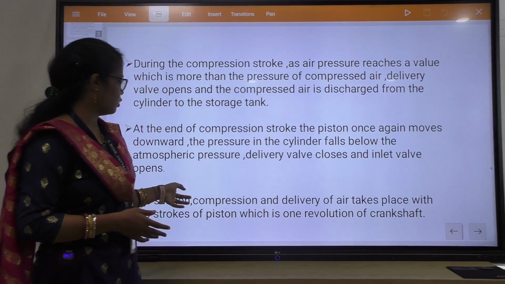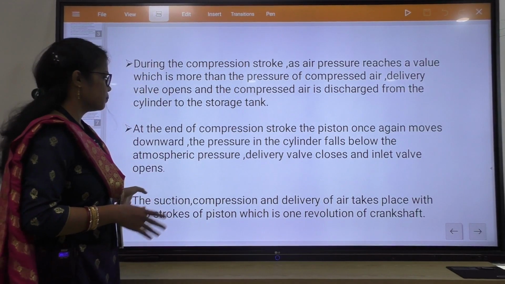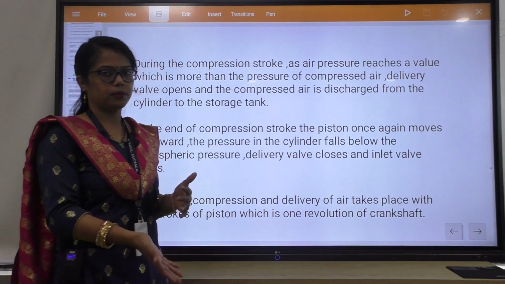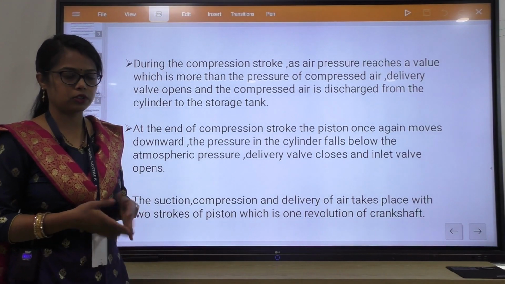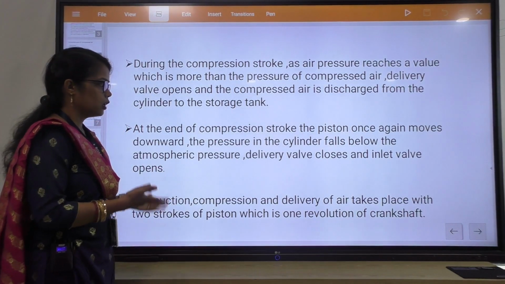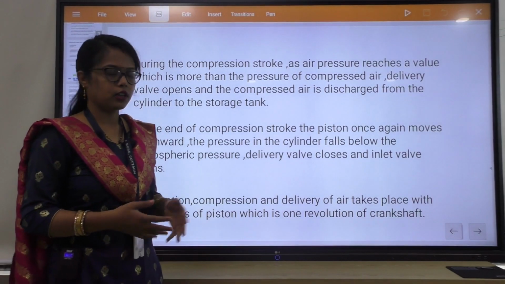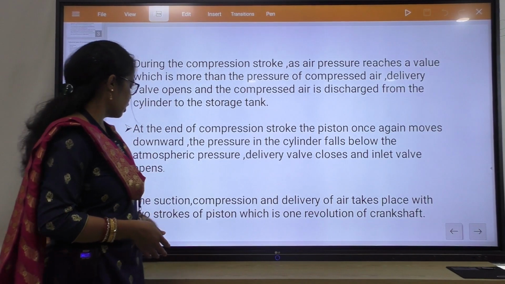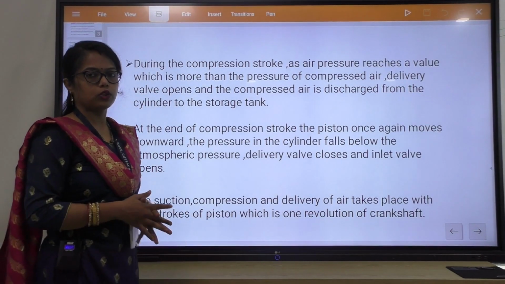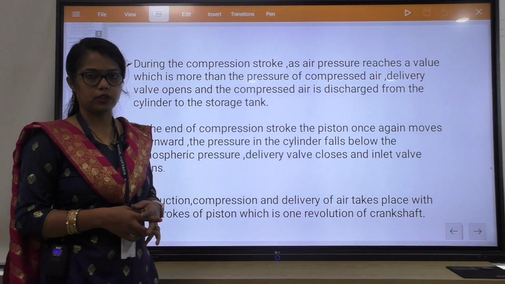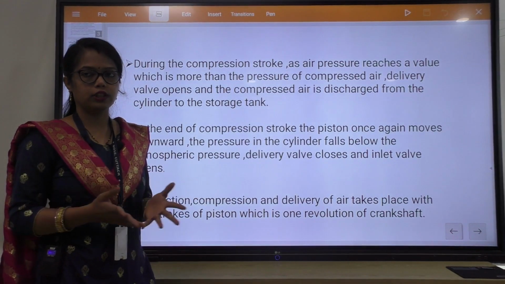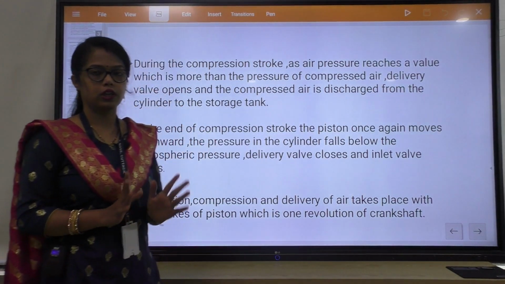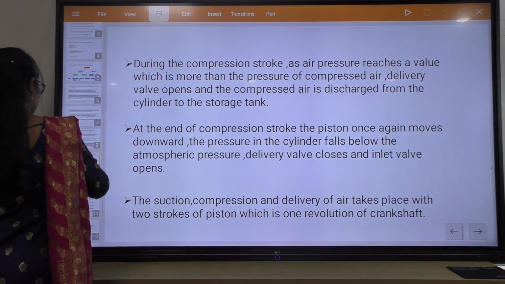During that process the delivery valve will be closed and the inlet valve will be opened, and again suction will be created, atmospheric air will enter, and again the piston will move upward and the compression process will happen. In this cyclic process the air compression is completed. The suction, compression and delivery of air take place with 2 strokes of the piston, in one revolution of the crank. Clear.